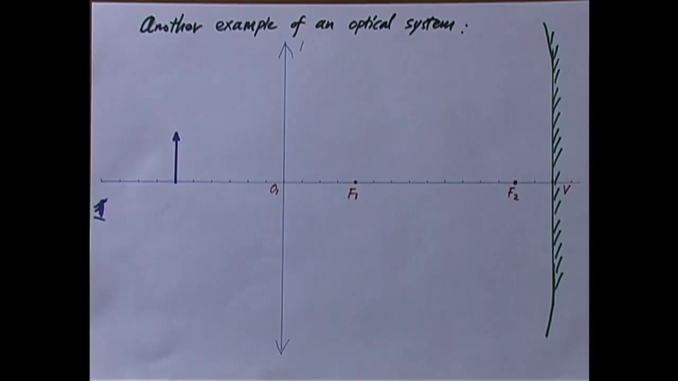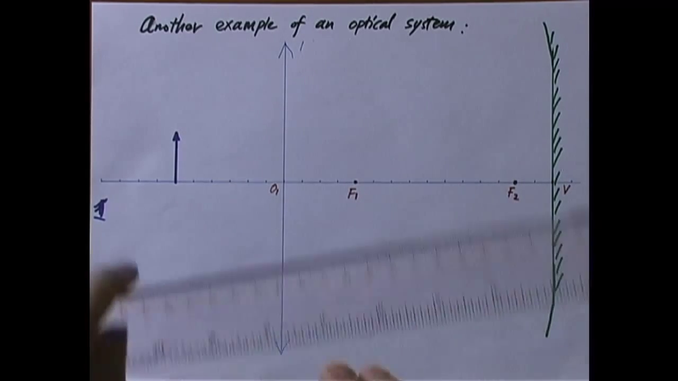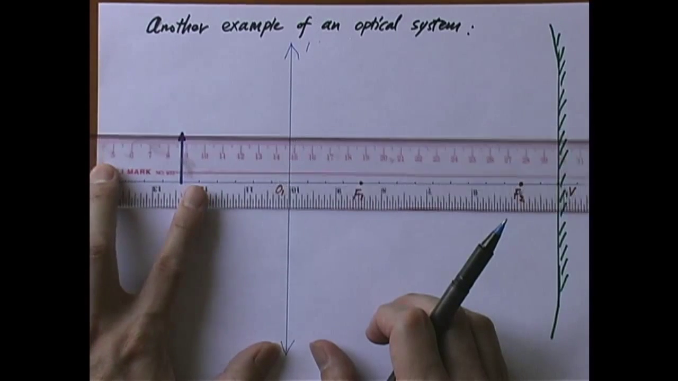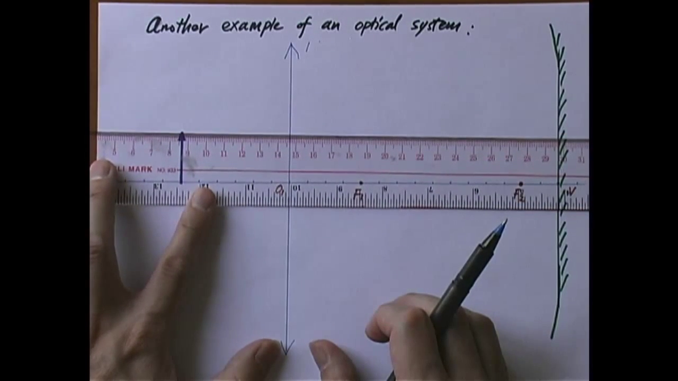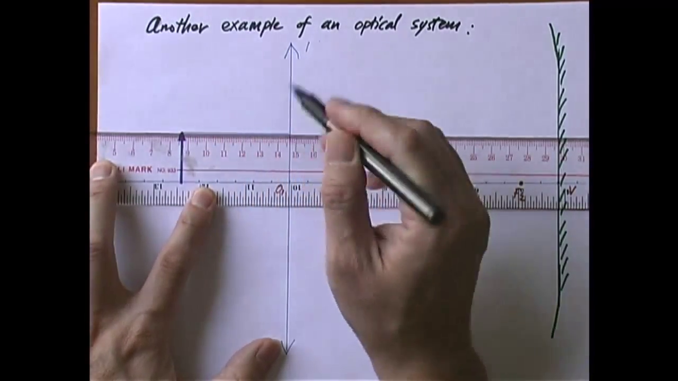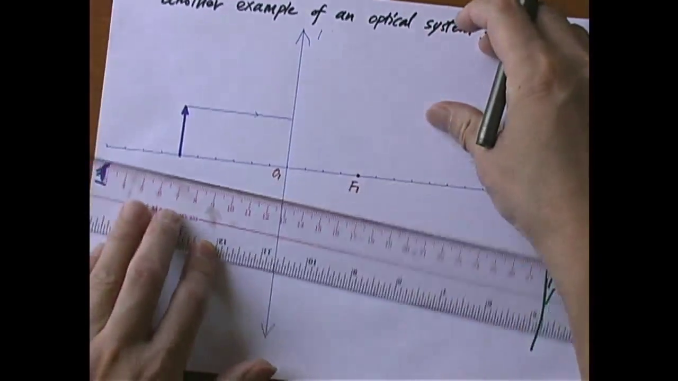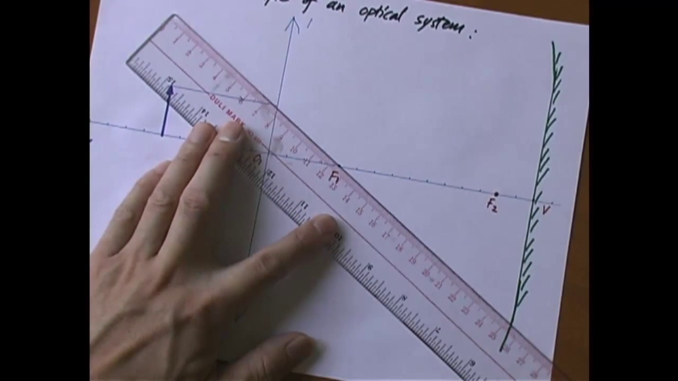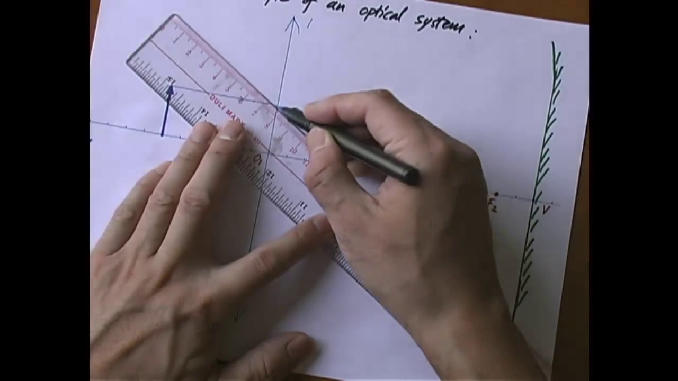Okay, now first of all, ray tracing. I'm going to draw the first image produced by the lens of this object. Okay, so I'm going to draw a line that is parallel to the optical axis. You know where that goes, right? It goes through the focal point right here.